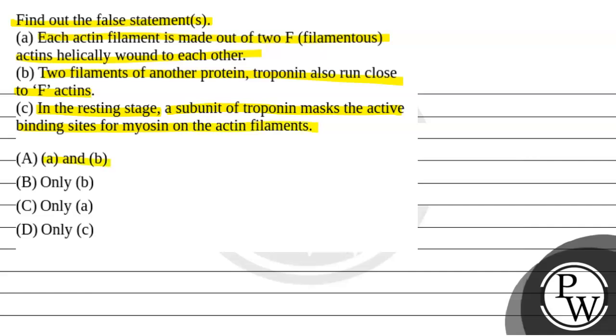So first option है A and B, second option is only B. Third option is only A and fourth option is only C.